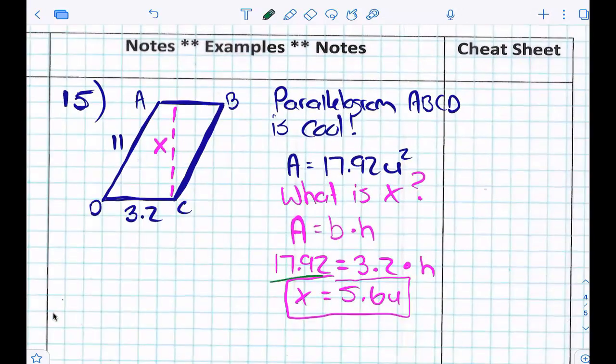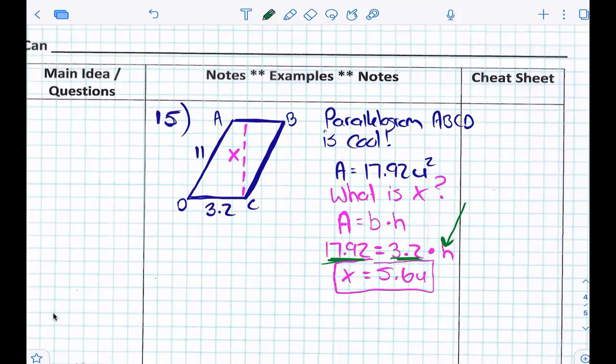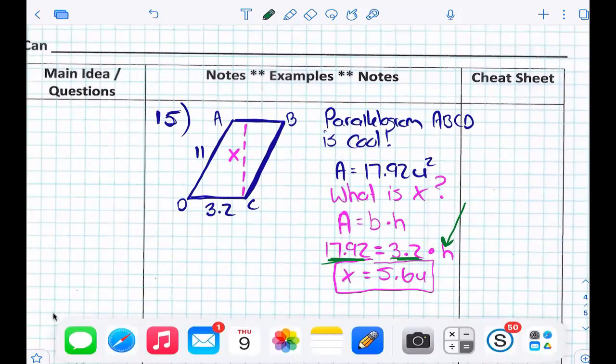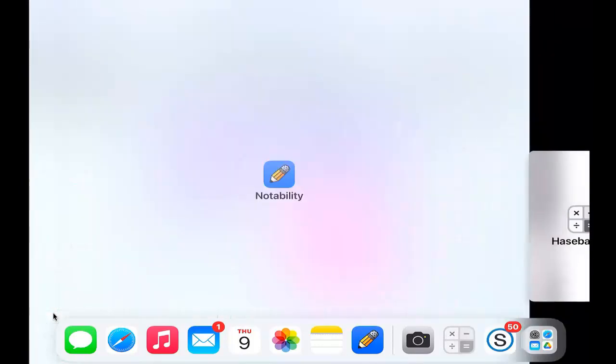And this time I gave you the area and I gave you the base, yes? I did not give you the height. What did most of us do to figure out the height? What method did we use? Guess and check. We just pulled out our calculator.